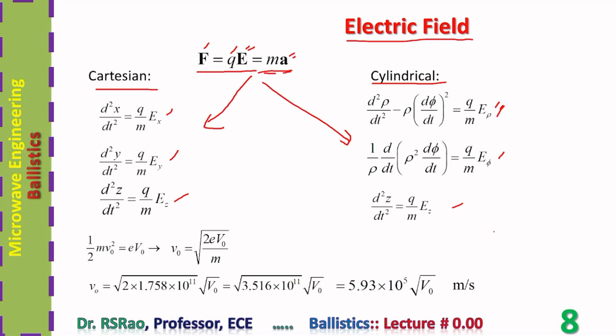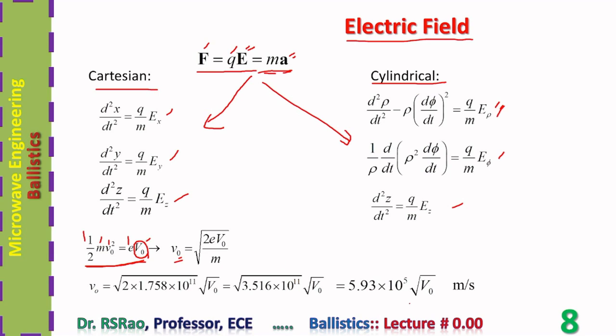Another aspect: when an electron or any other charged particle is accelerated by a certain voltage V0, it gets a high velocity. The velocity it acquires depends upon the amount of voltage. A particle moving with velocity is said to have kinetic energy. Therefore, acceleration by voltage gives energy to the particle. The relation between the accelerating voltage and the kinetic energy acquired is half m v0² = e V0, where m is the mass of the particle, v0 is velocity, e is charge on the particle, V0 is accelerating voltage. From this, one can find the velocity acquired by the particle.